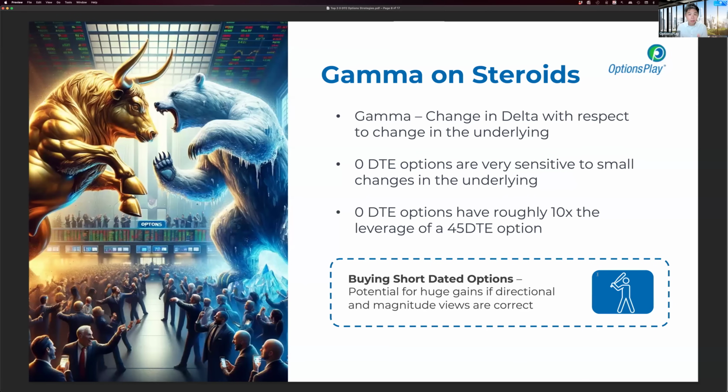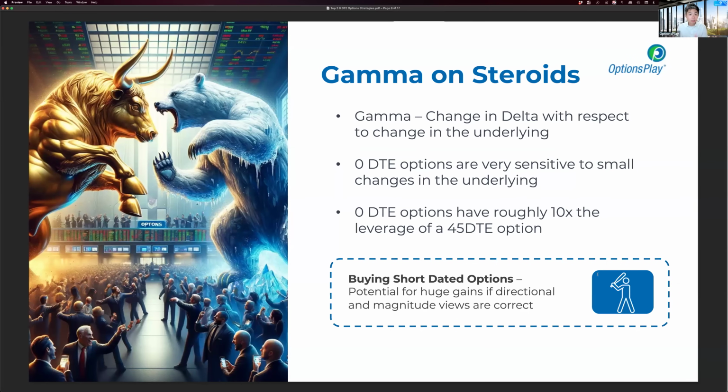And what happens is that 0 days to expiration options are extremely sensitive to even small changes in the underlying. So your deltas can go from 10 deltas to 90 deltas within just a small swing in the underlying position, meaning you can either get a lot of leverage or significant decreases in leverage, basically very large swings in the value of your option based on a very small change of the underlying stock or ETF.